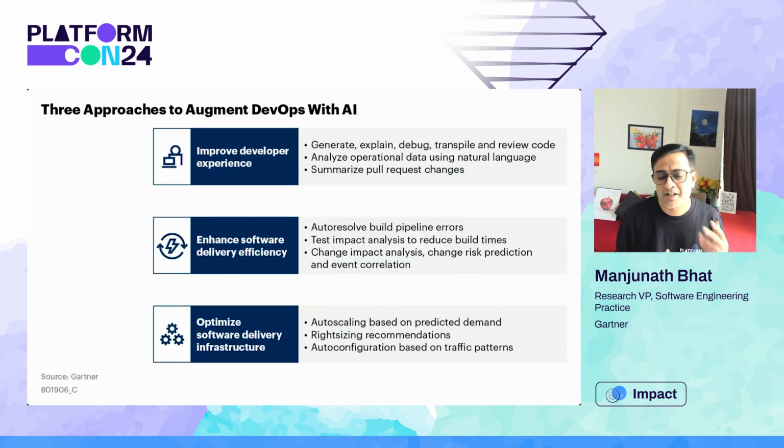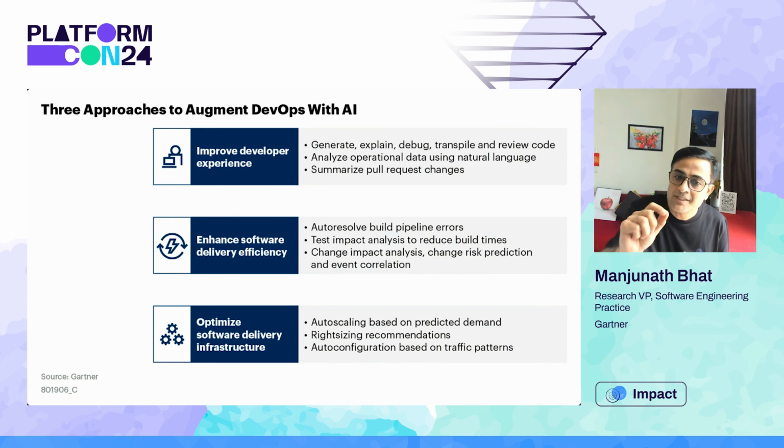We believe there are fundamentally three approaches to augmenting DevOps with AI. The first is all about improving developer experience. That's focused on the experience that developers have during development, during deployment, and so on. Secondly, we focus on enhancing software delivery efficiency. That's all about improving CI/CD workflows, things like, for instance, test impact analysis, and so on. But last but not the least, it's also about optimizing software delivery infrastructure. Because remember, infrastructure and operations is an integral part of DevOps.